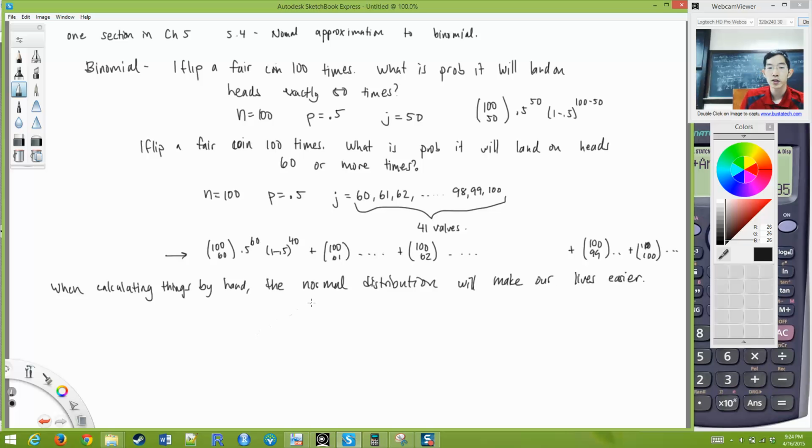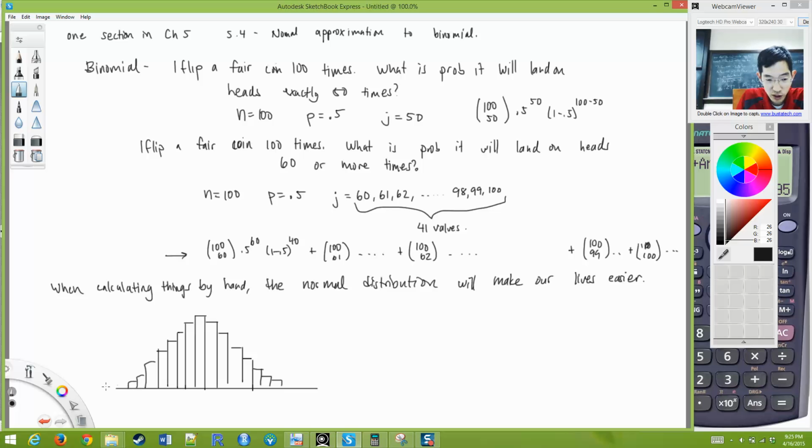Okay, so the binomial distribution looks like, for large values of n and p, the binomial distribution ends up looking very much like the normal distribution. And this is not going to be a very good picture, but something like this, okay? And so you can kind of approximate it with the normal distribution.